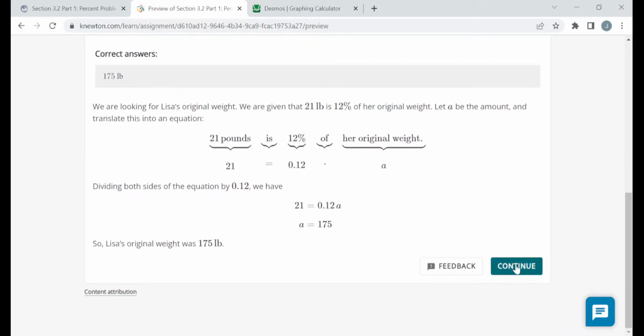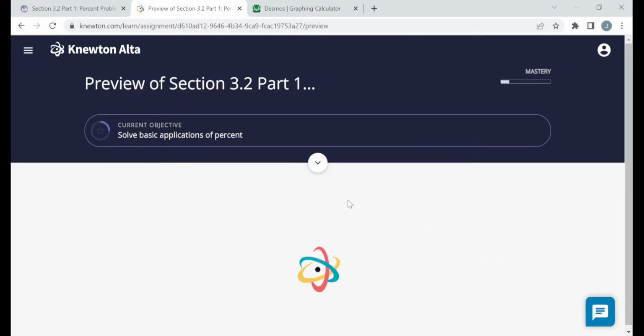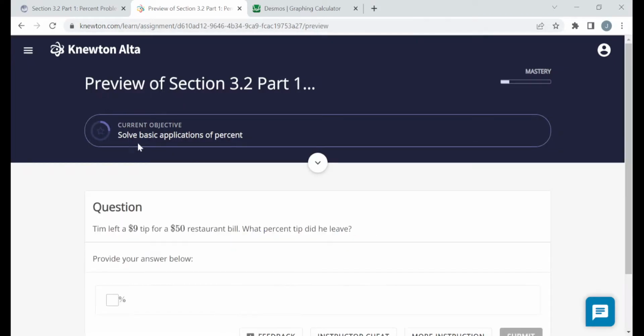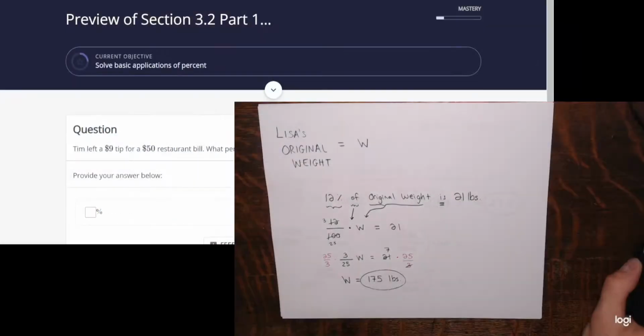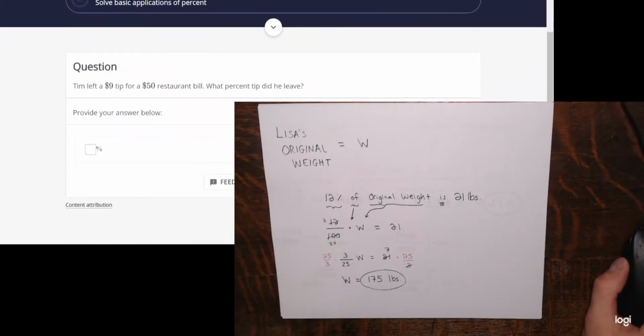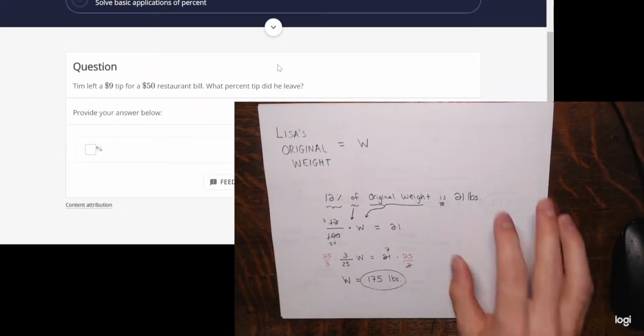All right, next question. We're still in this objective, solve basic applications of percent. Once again, I'll make sure that you can see the problem here. Bring out a piece of paper.